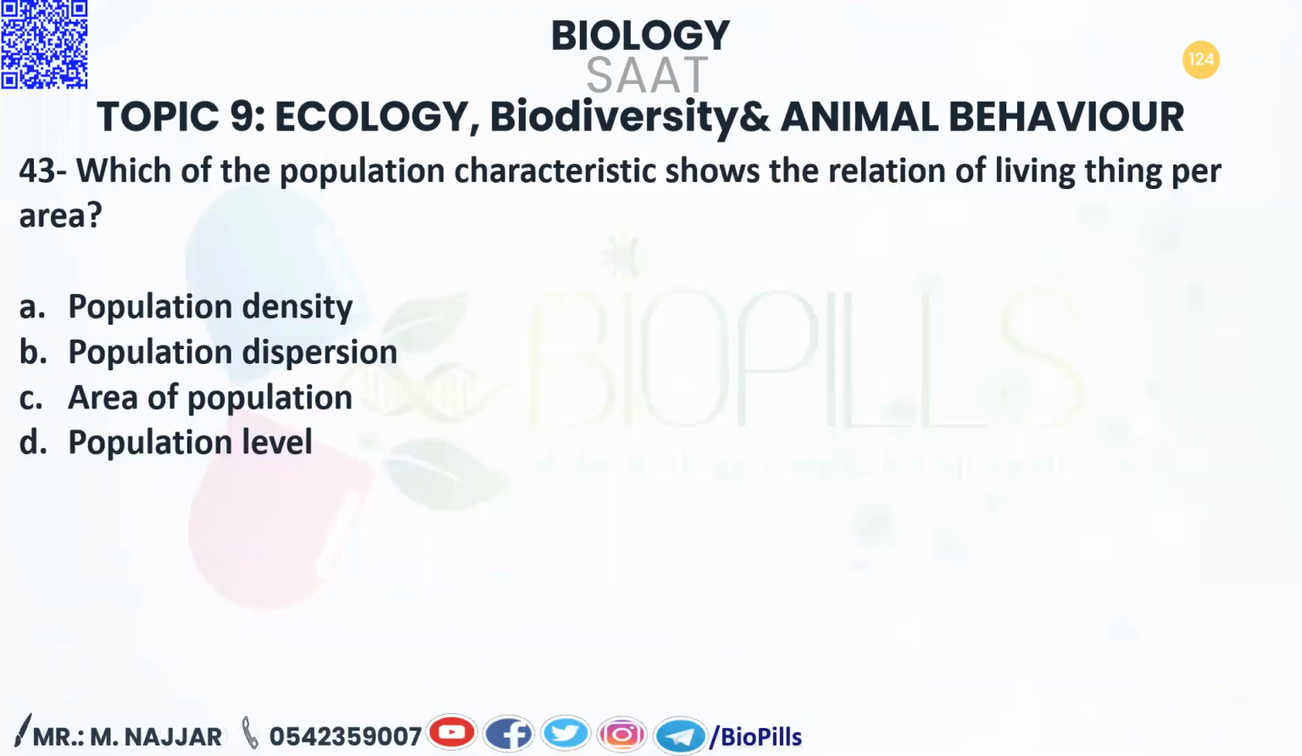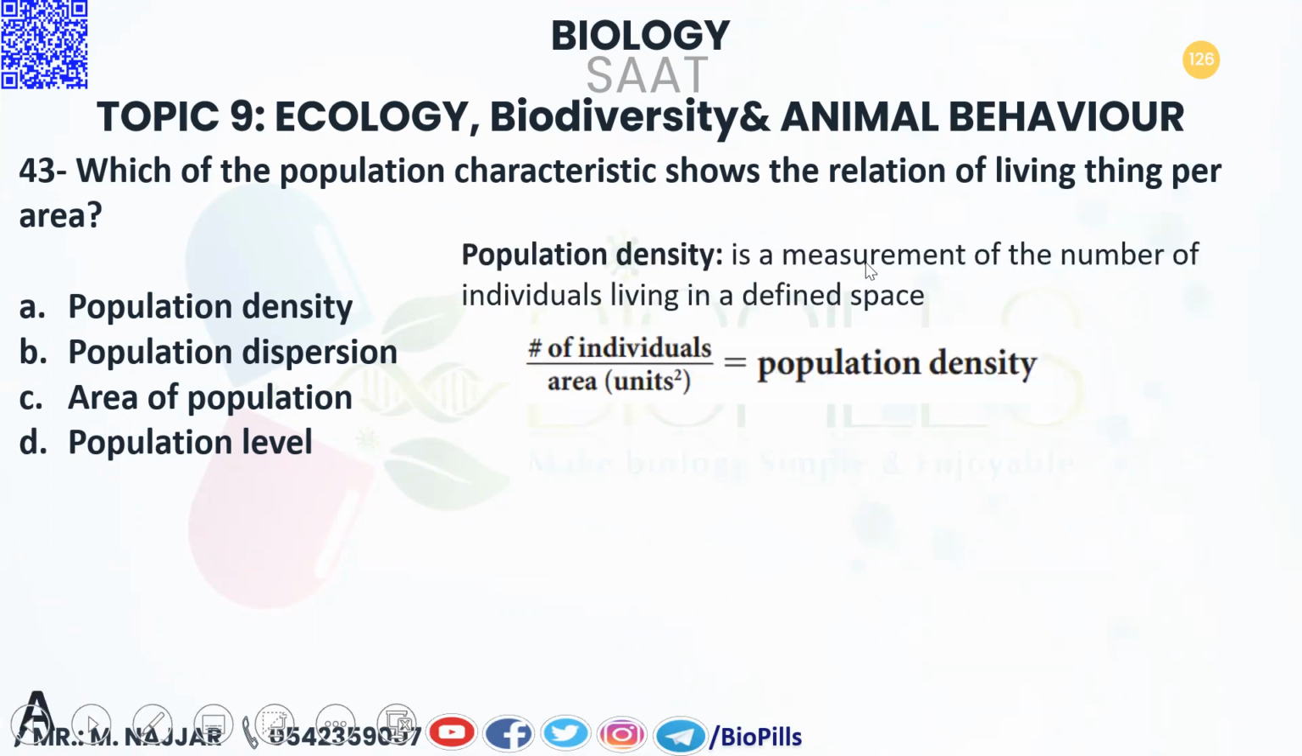Question number 43. Which of the population characteristics shows the relation of living things per area? A, population density. B, population dispersion. C, area of population. D, population level. Yes, exactly. This is the population density. It is the definition of population density, which is a measurement of the number of individual living things in a defined space. It is calculated by dividing the number of individuals by the area in square units.